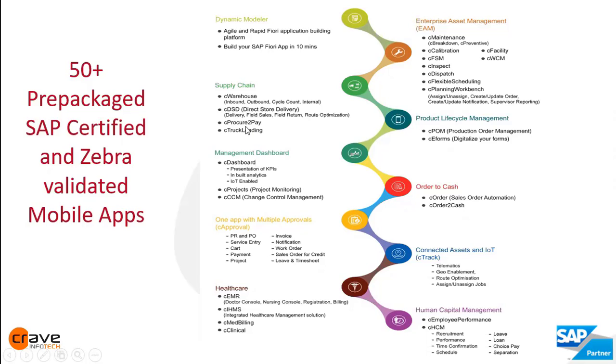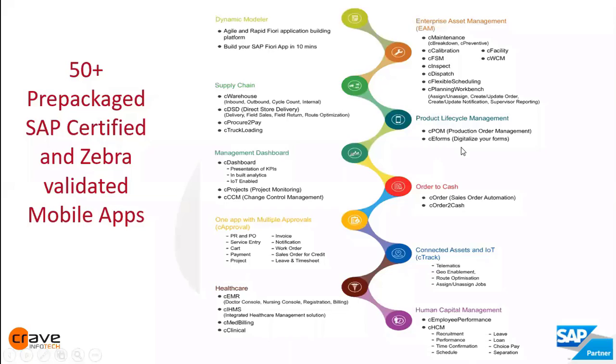Procure to pay basically automates all of your vendor-related functions. A couple of our customers have 100% automated their vendor process, so their vendors don't deal with any paper. Purchase orders, invoices, ASN, everything is handled electronically through this app. It directly integrates with SAP's MM and or SRM, both of them, and some components from Ariba also. We have truck loading, which is our delivery management at the loading bay. Product lifecycle, we have a production order management app which manages the discrete manufacturing process on the shop floor.